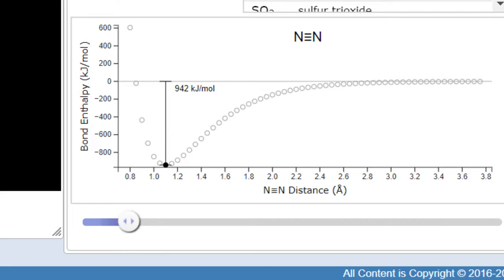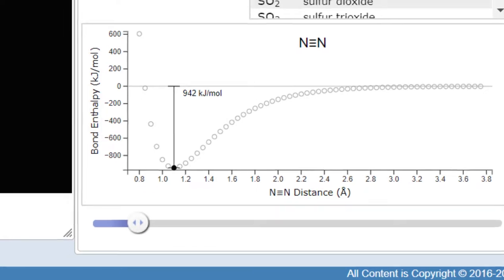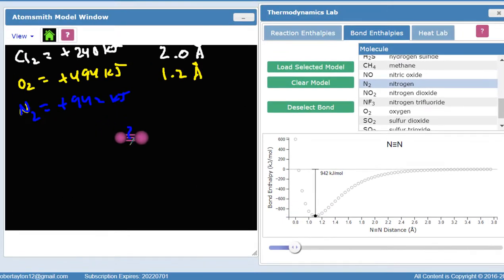To break one nitrogen gas, it takes 942 kilojoules to break that triple bond. And so it would also take 942 kilojoules given away, exothermic, to form that bond. And look at the distance, 1.1 angstroms. It's a shorter bond, but it is a stronger bond to break.